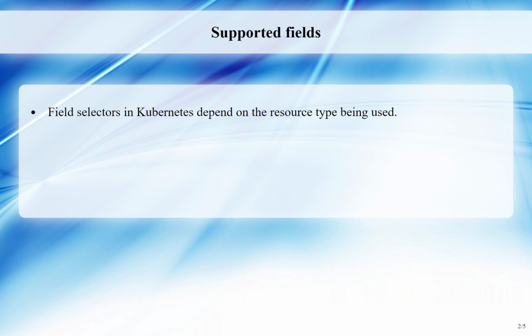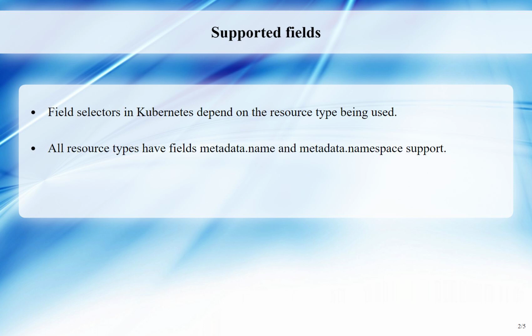Supported fields? When working with Kubernetes resources, the supported field selectors vary depending on the resource type. All resource types support the fields metadata.name and metadata.namespace. It is important to note that using unsupported field selectors will result in an error.